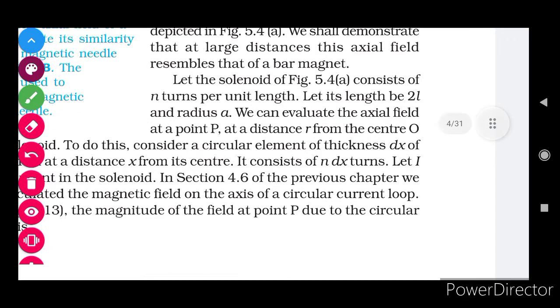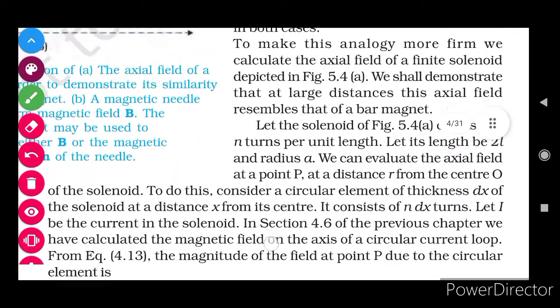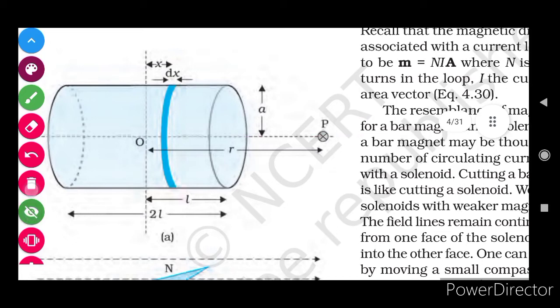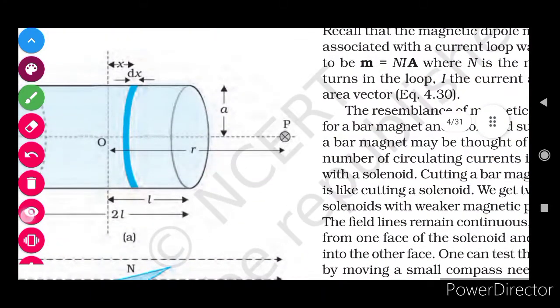We can evaluate the magnetic axial field at a point P at a distance r from the center O of the solenoid. So we will find the magnetic field at a point at distance r from the midpoint of the solenoid. For that we consider a small element.